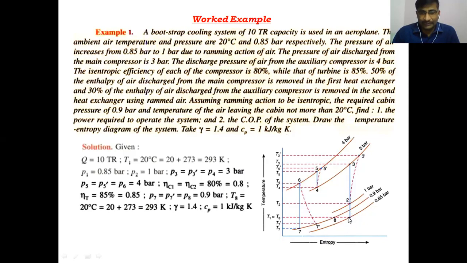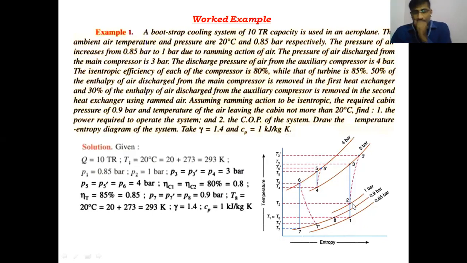This is the ambient condition at point 1, having the pressure 0.85 bar, and temperature also given as 20 degrees centigrade, 293 kelvins. From that, the air is compressed in the diffuser. This is the ramming action, from 0.85 bar up to 1 bar.